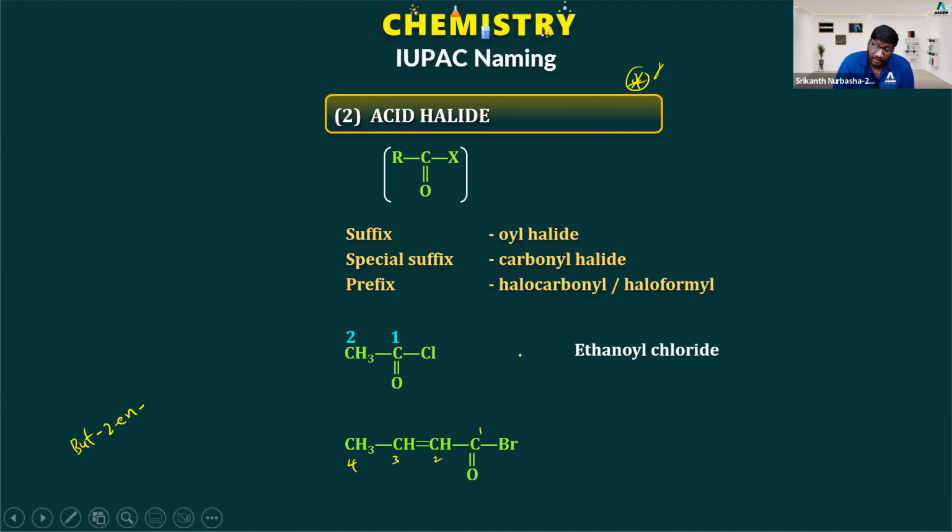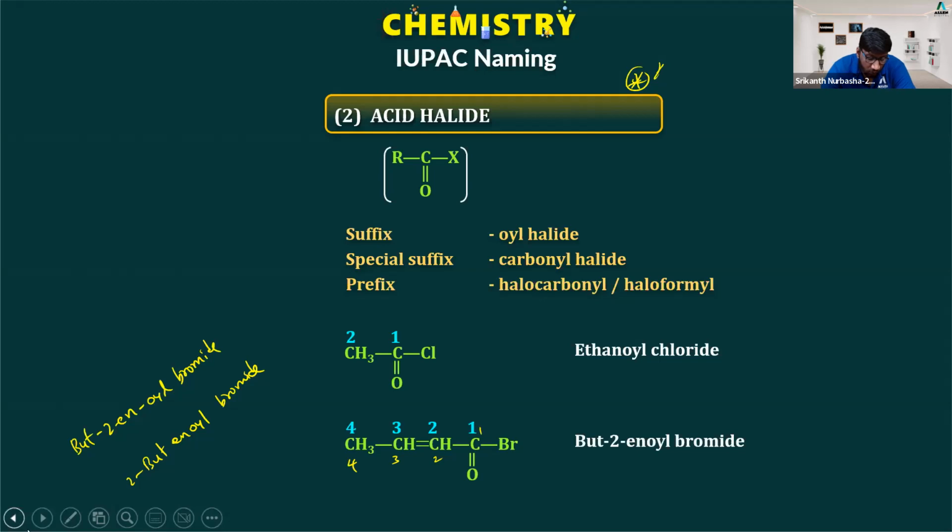What is the suffix? Oyl halide, oyl bromide. So you can say but-2-enoyl bromide or 2-butenoyl bromide. But-2-enoyl bromide or 2-butenoyl bromide. That is going to be the correct name, right?